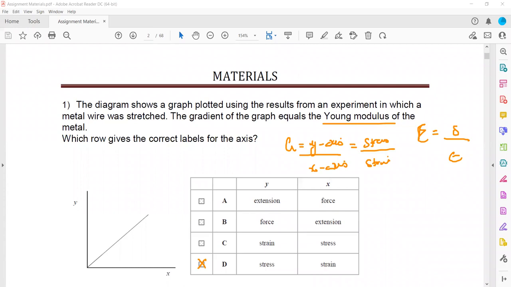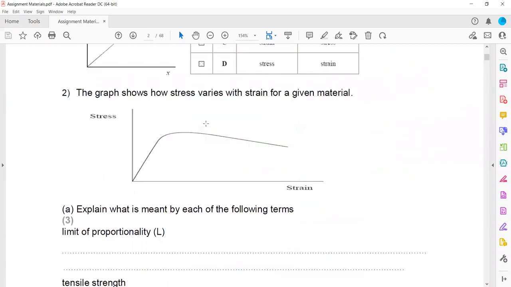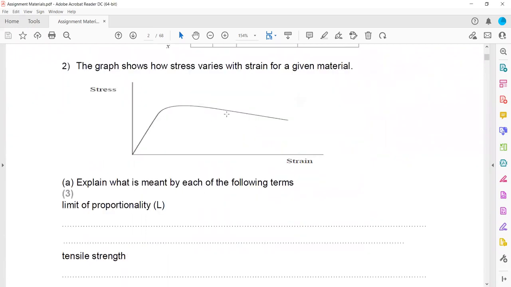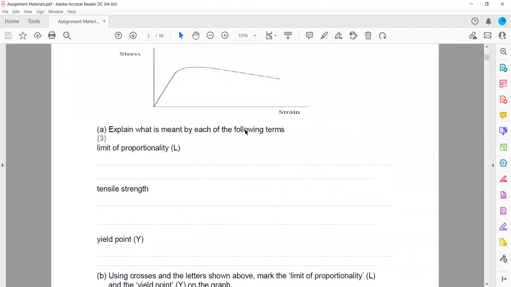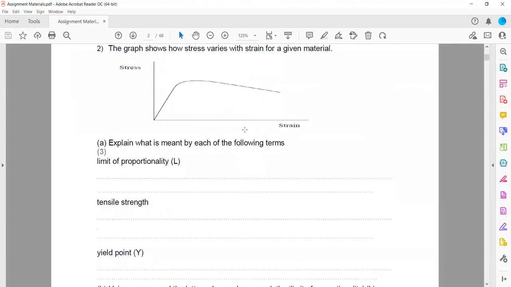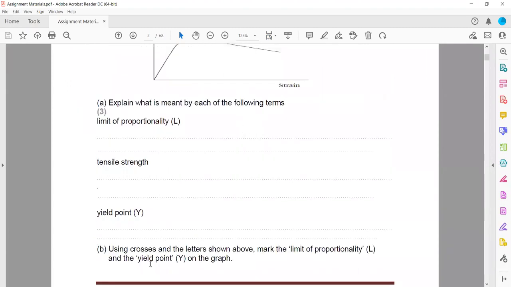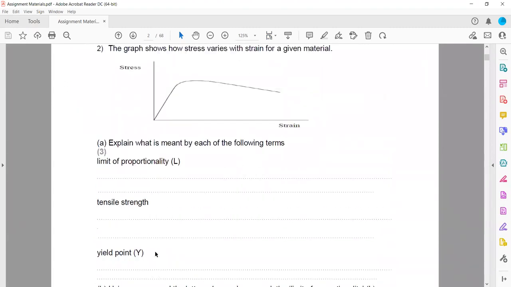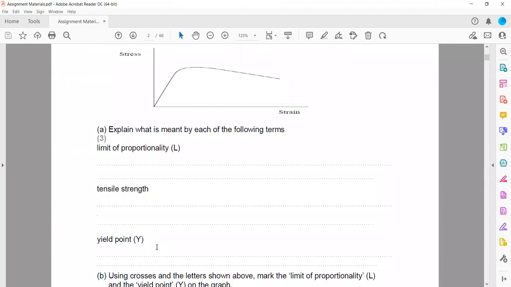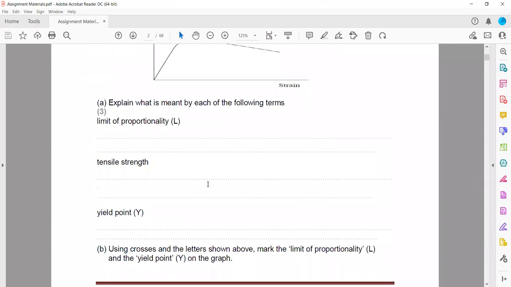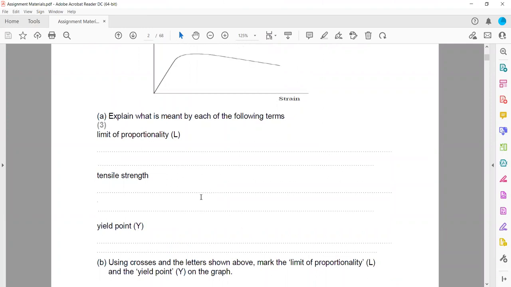Then the next question. The graph shows how the stress varies with the strain for a given material. And we have to define these terms, explain what is meant by each term: limit of proportionality, tensile strength, and the yield point. So you have to learn the standard definition for each of them.